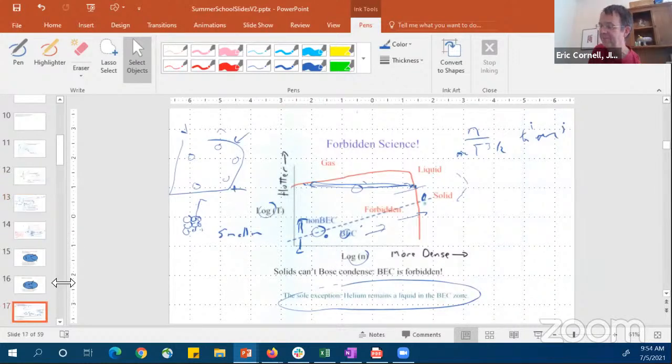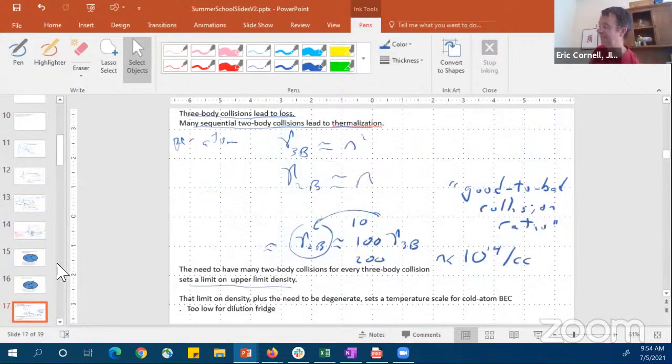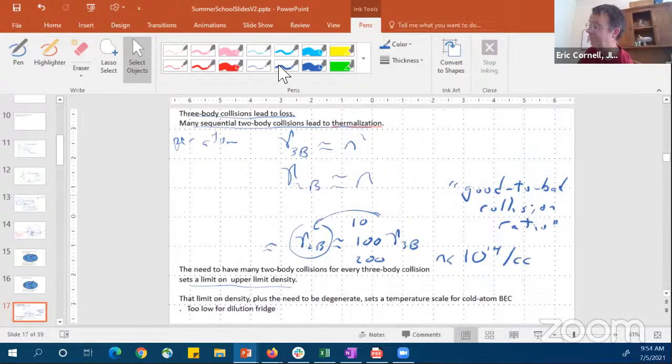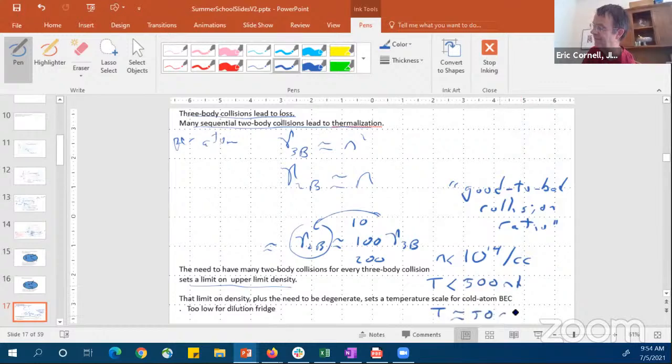So basically, the temperature has to be, this is species dependent. It can depend on whether you're working with hydrogen or something, but basically the temperature needs to be less than about 500 nanokelvin. Ideally, more often you see temperatures around 50 nanokelvin. So this is why the temperatures are so very cold.